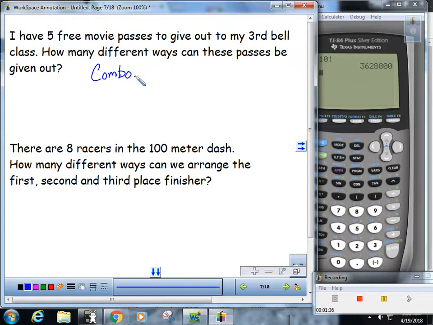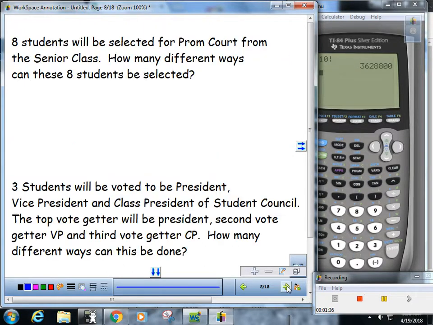Okay? Let's read the next one and decide whether it's a combination or a permutation. There are 8 racers in the 100-meter dash. How many different ways can we arrange the first, second, and third place finisher? Does order matter on those selections? Yes, it does. If the order finished Maddie, Abby, Lee, that would be a different result than if the order finished Abby, Maddie, Lee, or Lee, Abby, Maddie. So since the order matters, this is a permutation. You'd rather finish first than finish third. Okay? All right.